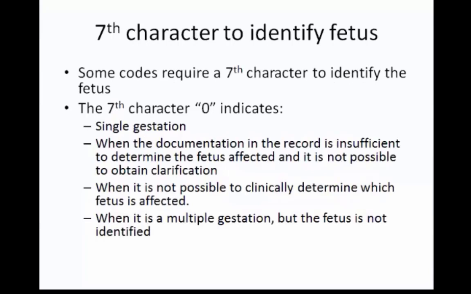The seventh character 0 is used whenever you have a single gestation, or the documentation is insufficient and you can't clinically determine which one is affected. It's multiple, but you can't identify which fetus. This is another one of those things you don't have to remember necessarily, because it is in those little pink boxes near many of the category codes. Let's take a look at that.